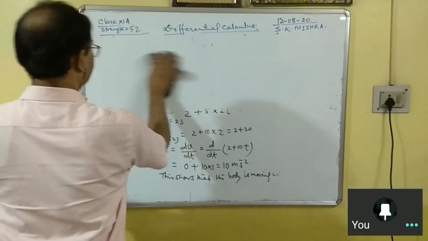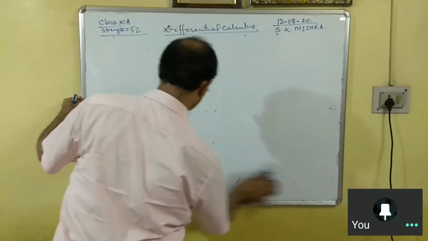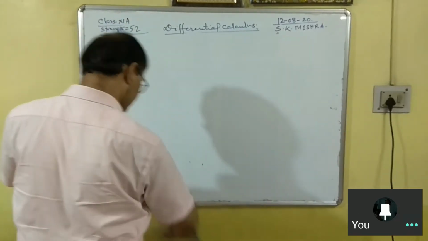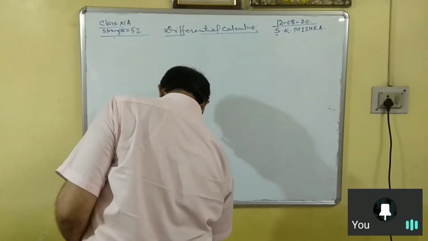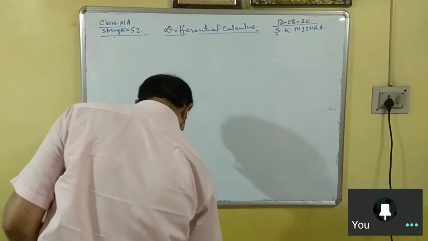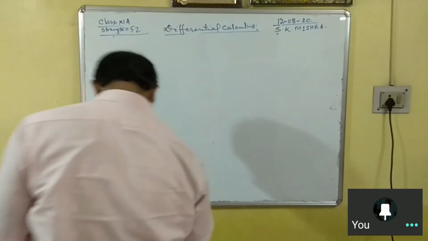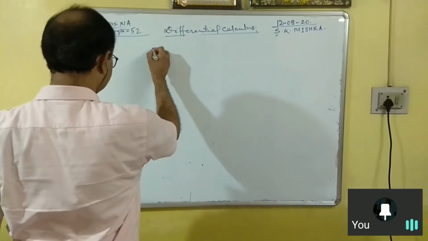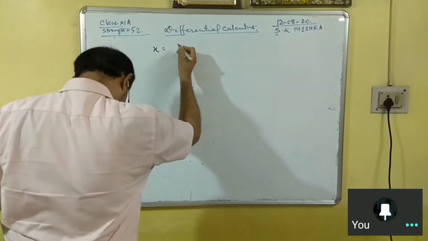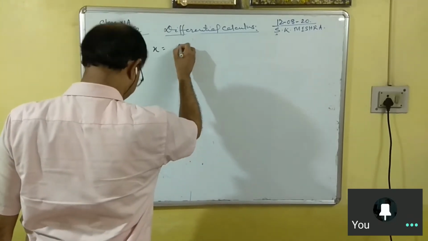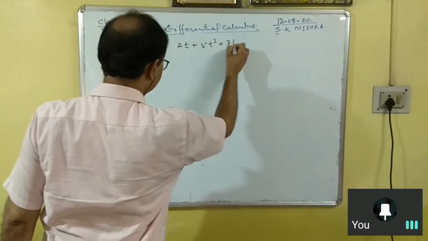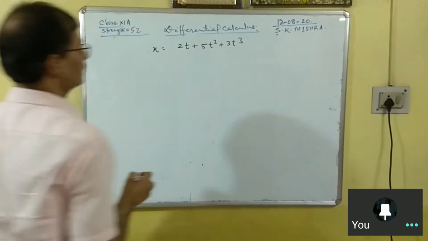After knowing this concept, you can do such types of problem. Many problems are there in your books also. Now, I can put some another question for you. This is x is equal to 2t plus 5t square plus 3t cube. Okay, this is the question.